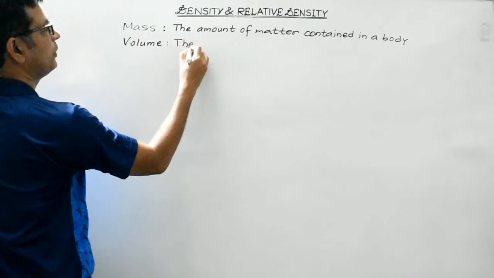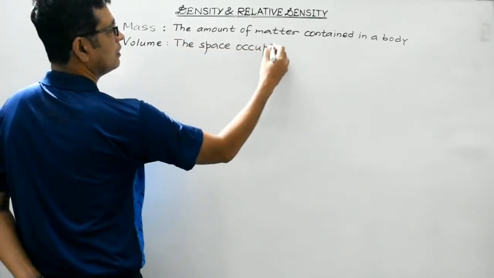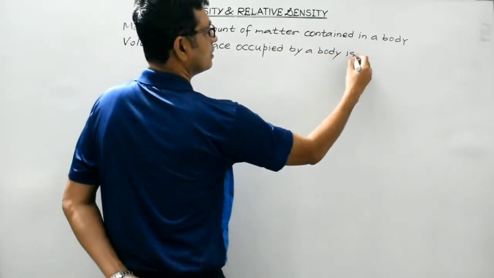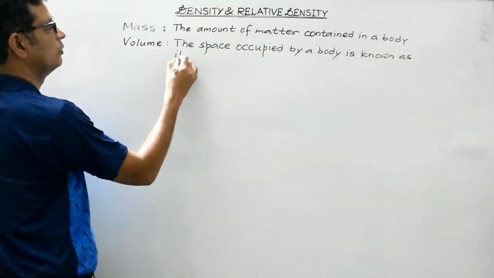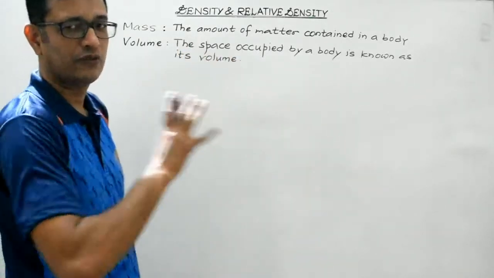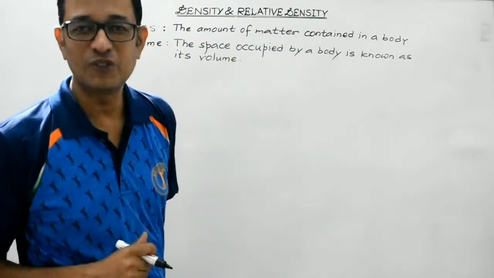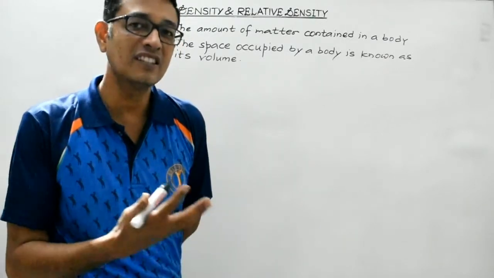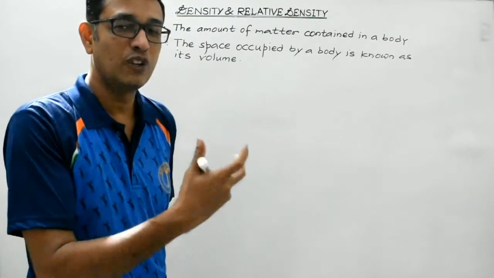So the space occupied by a body is known as its volume. Clear, students? We are aware of both these terms. Mass, it gives the measure of the inertness of a body, that also we have discussed. Its SI unit is kg, CGS unit is gram, right? So total amount of matter contained in a body is known as mass.